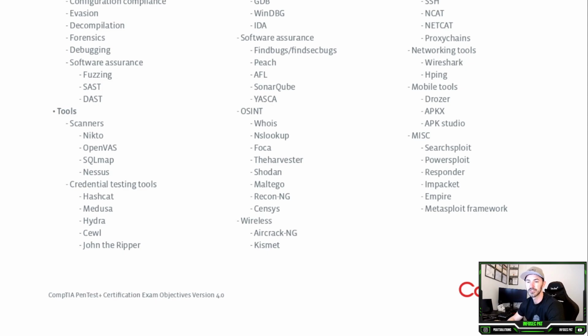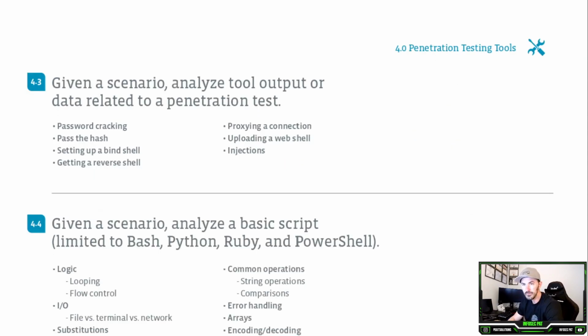Let's keep going. So, given a scenario, analyze tool output and data related to a pen test. Password cracking, pass the hash, setting up a bind shell, getting a reverse shell, proxying a connection, which is something like proxying your connection to a specific host or whatever you're trying to do.